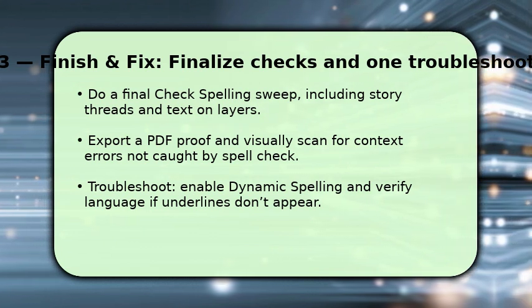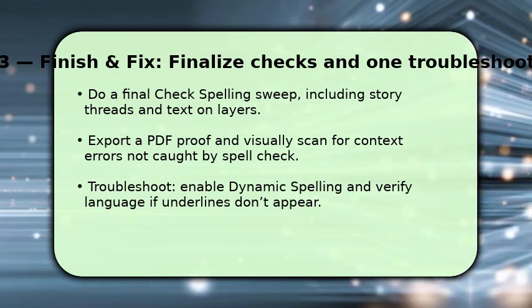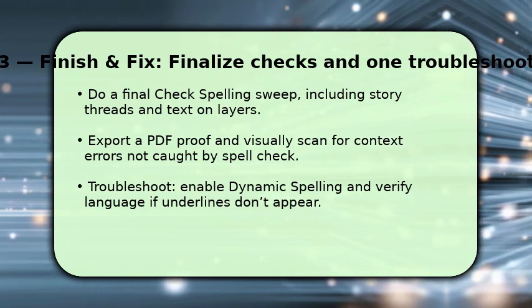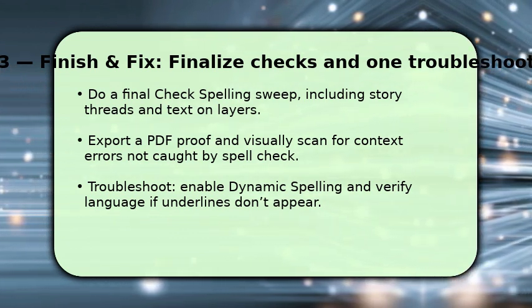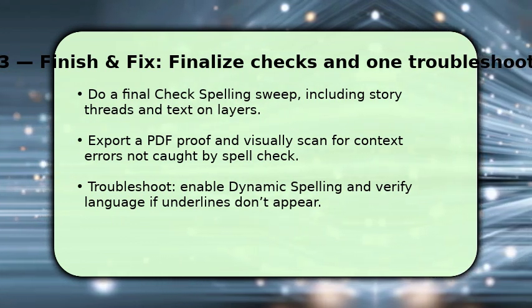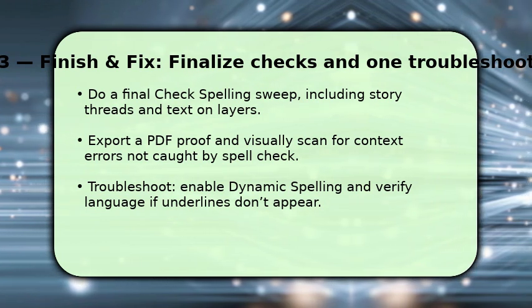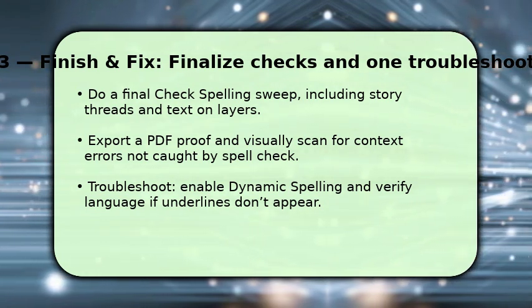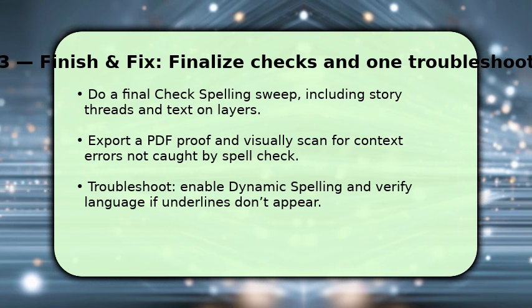After that, export a PDF proof and visually scan for contextual mistakes that automated checks miss. If you don't see red underlines, make sure dynamic spelling is enabled and the selected text language is correct. Also unlock layers and check overset text. Those are common reasons errors go unseen.